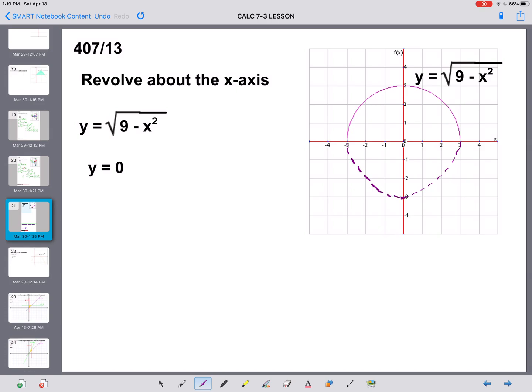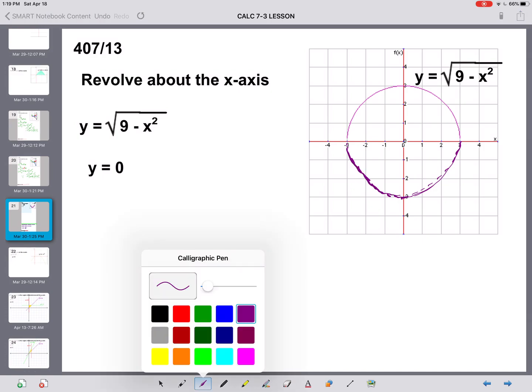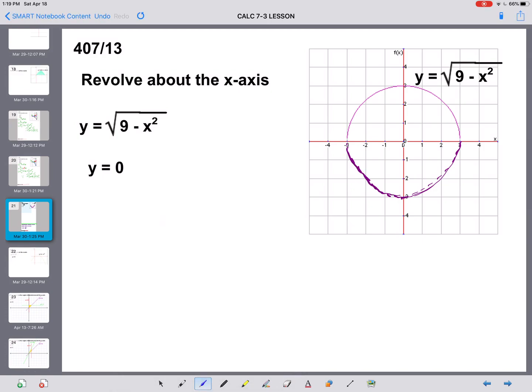So think about it. As we rotate this, okay, here we go. What shape are we going to end up with? Yeah, we're going to end up with a sphere. That's what we're going to end up with. Okay, there's my little cylinder right there. Now let's go ahead and start it.